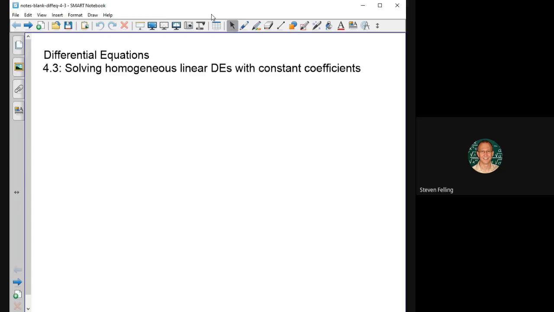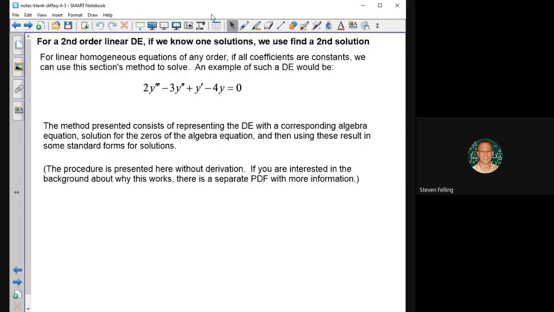All right, so for second order linear differential equations, we now have a method where if we happen to know one solution, we can find the second solution, right? But for linear homogeneous equations of any order, if the coefficients happen to all be constants, then we can use this method here to solve, meaning something like this.